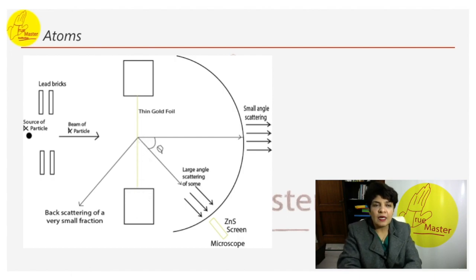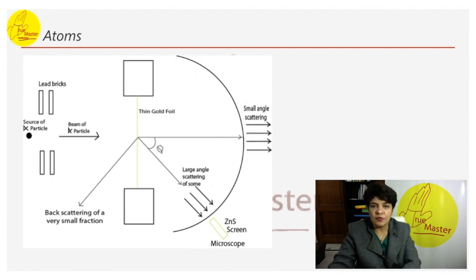So the alpha particles scatter in different directions, and the observations are made with the help of a rotatable detector which consists of zinc. So there is a rotatable zinc screen which records how many particles are scattered and in which direction. This screen is zinc sulfide.